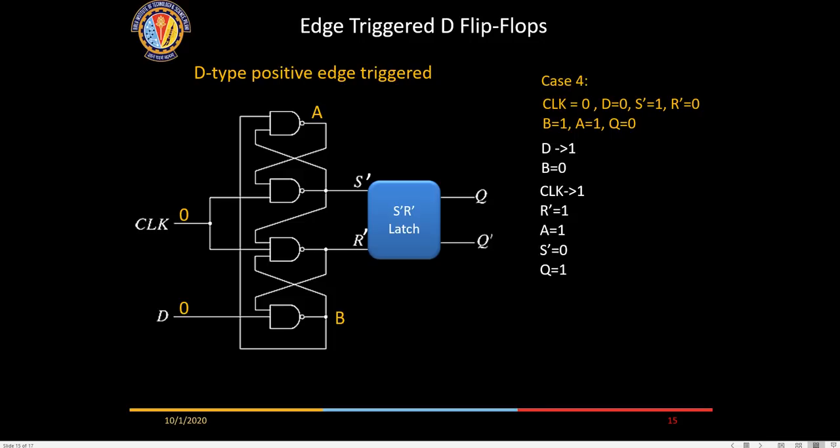Sir, over here, the clock and D are the inputs, right? Yeah, the clock and D are the inputs. Q and Q bar are the outputs. Based on clock and D, A, B, S dash and R dash are being set, right? Yeah, they'll be set. That is what is happening internally in the flip-flop.